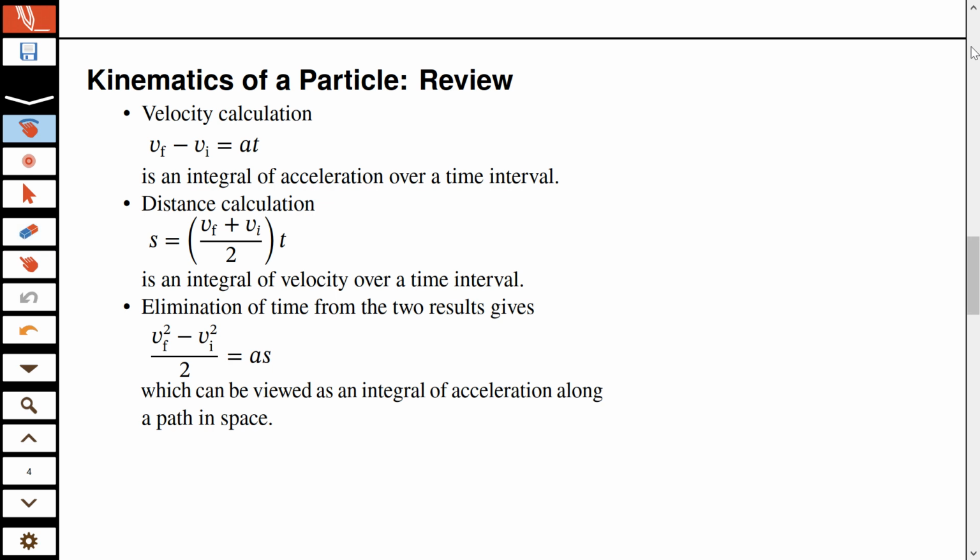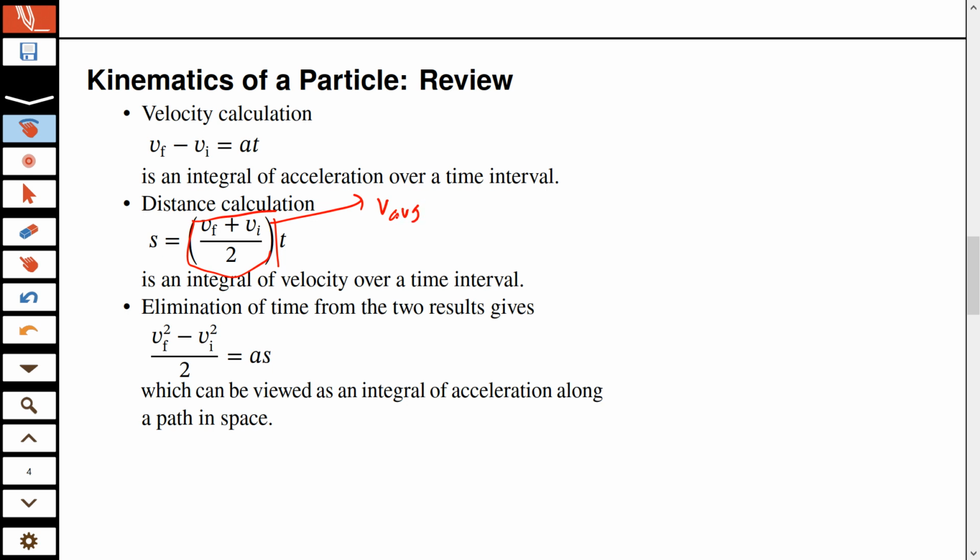Okay, now let's see the second equation of motion, S equals (Vf plus Vi) over 2 times T. Can anyone recall what we can call this velocity? Which velocity is this? Give me a name. Average velocity. Okay, average velocity.